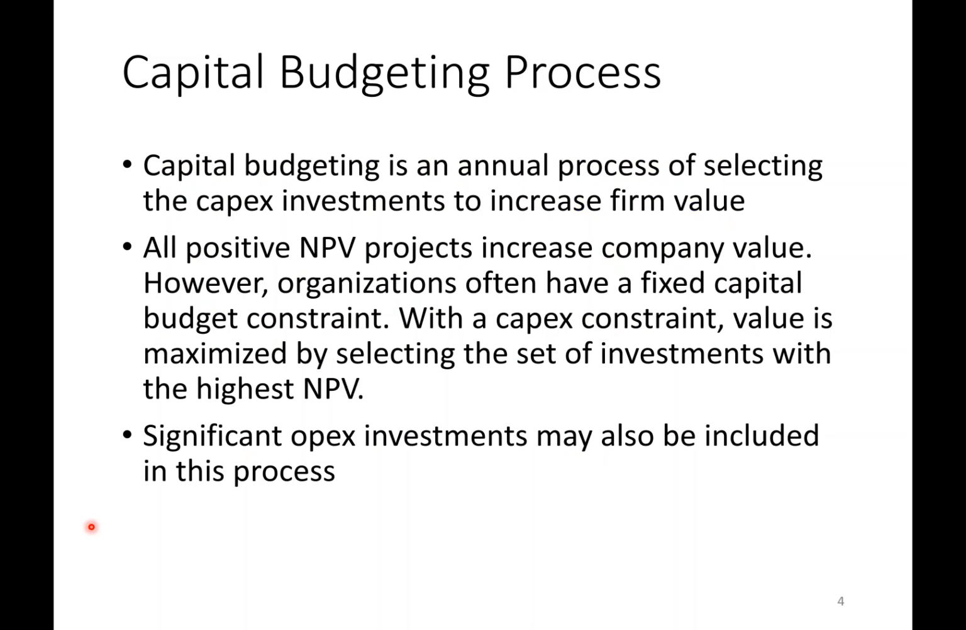So, the capital budgeting process. Capital budgeting is an annual process of selecting CapEx investments to try to increase firm value. Now, all positive NPV projects should increase firm value. However, organizations often have a fixed capital constraint. With a capital constraint, meaning a maximum amount they can spend on CapEx, value is maximized by selecting the mix of investments that create the highest NPV. Also, in this process, significant OpEx investments may also be included.